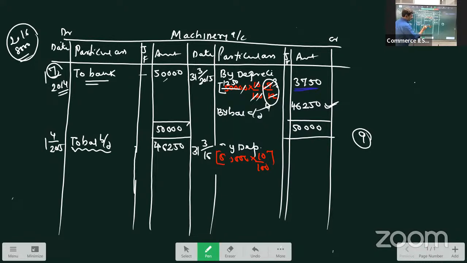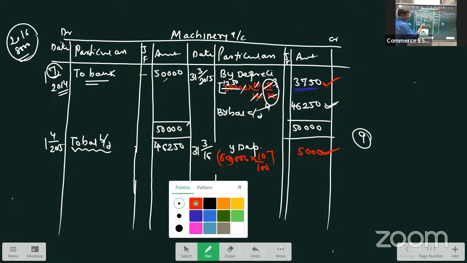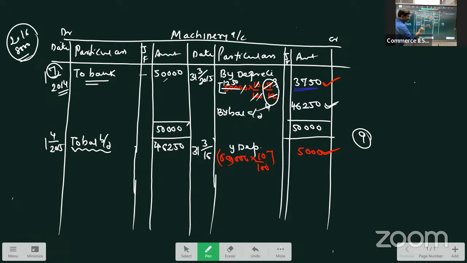It is 50,000 into 10 by 100. So that would come to 5,000. Here the depreciation amount was 3,750. Here the depreciation amount is 5,000 because in the first year it was calculated for 9 months and here it is calculated for the whole year. And here we also are selling the asset. We have sold the asset on the same date.